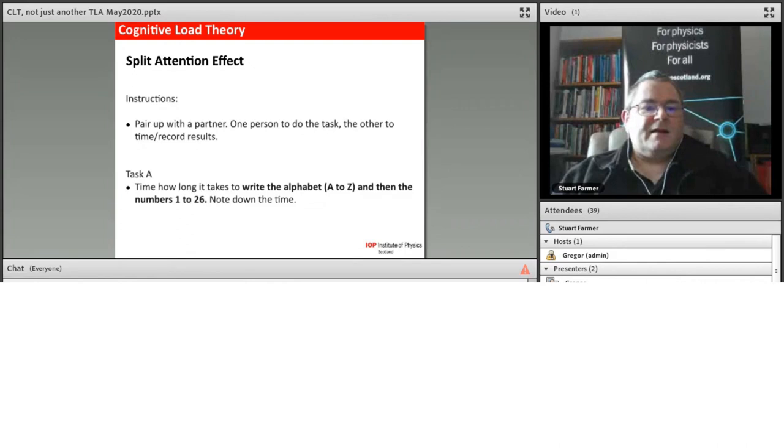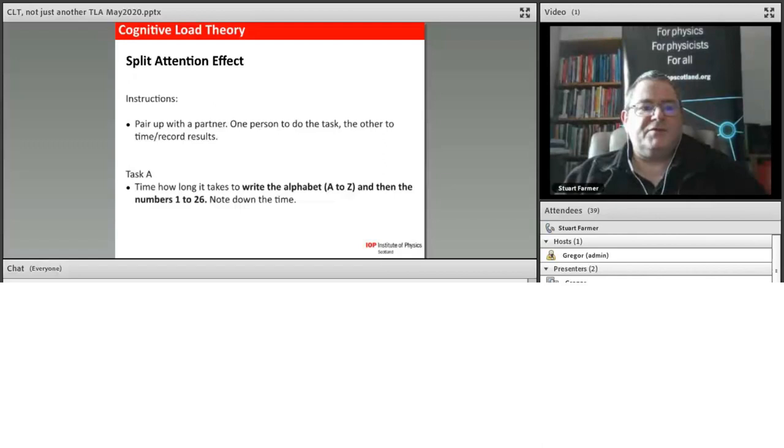And you've now got a time that it's taken you to do that. Again, it does depend on how quickly you can write. But writing the alphabet should be something that you're familiar with. Writing the first 26 numbers, probably from primary one or before, is something that you've rehearsed and become hopefully automatic. So you've got your time for doing that.